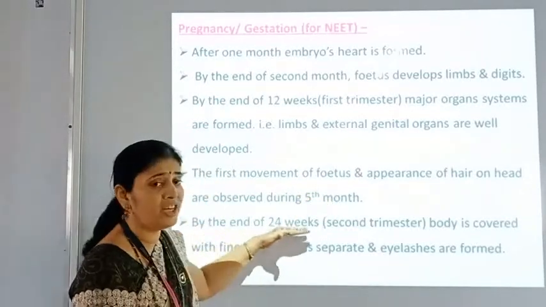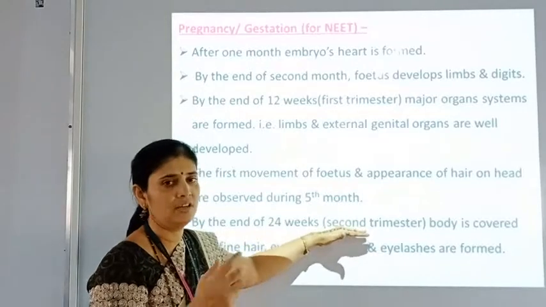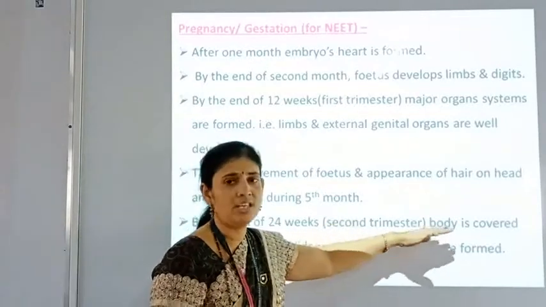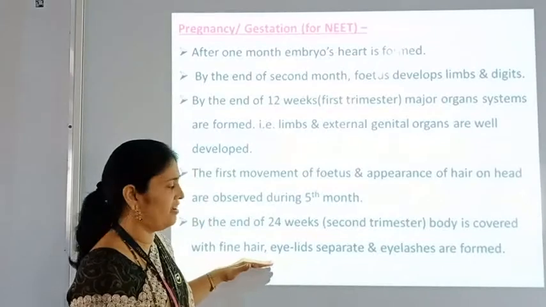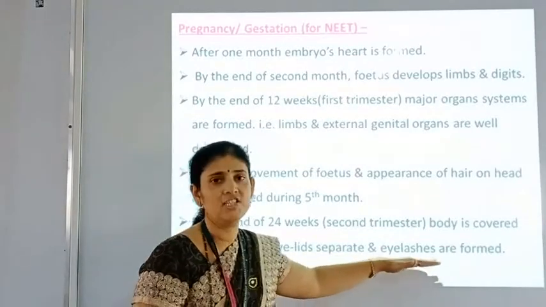And by the end of 24 weeks, that is the second trimester, when 6 months are completed, the body is covered with fine hair, eyelids separate and eyelashes are formed.